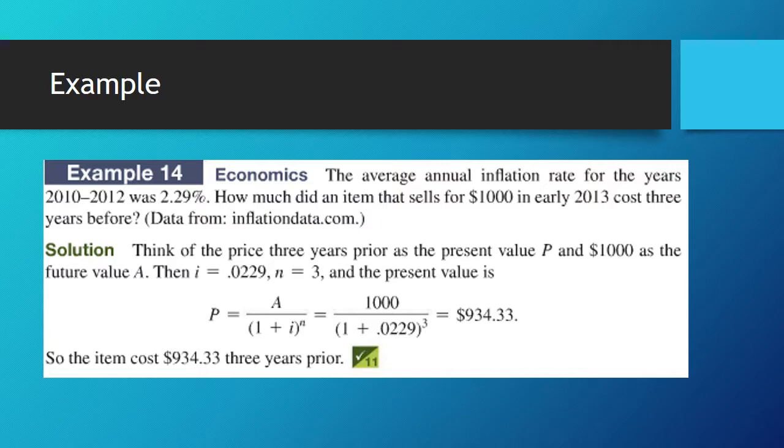So again, putting our numbers into the formula, $1,000 is our future value. We have 1 plus 0.0229 to the third power. This is compounded annually, so we just use 0.0229, and we're talking 3 years in our time here. And we get $934.33. So an item that cost $1,000 in early 2013 would have been $934.33 in 2010.